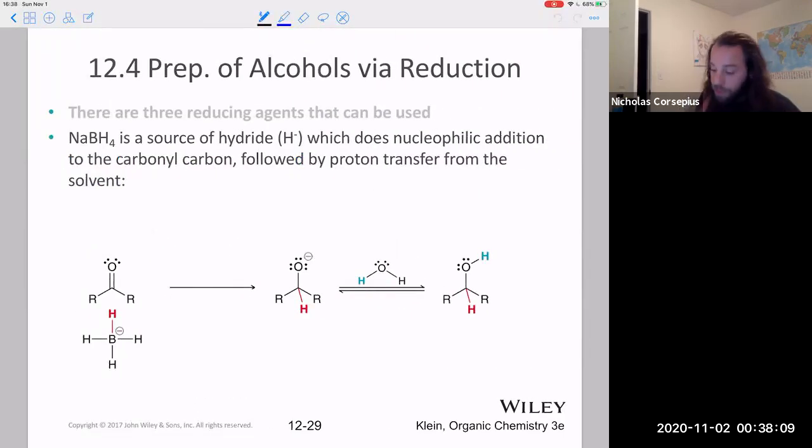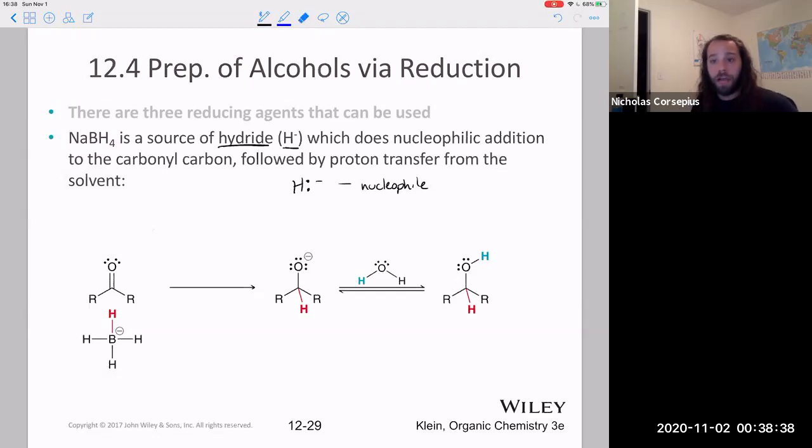So when you hear borohydride or aluminum hydride, this hydride implies a hydrogen that has a pair of electrons and thus a negative charge, making it a nucleophile. All right, that's the big key of these hydrides, is they have nucleophilic hydrogens, which is kind of weird. We're not used to seeing hydrogen playing the role of a nucleophile.